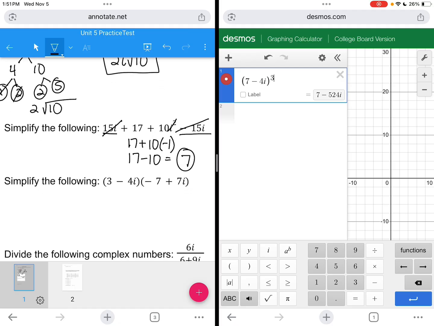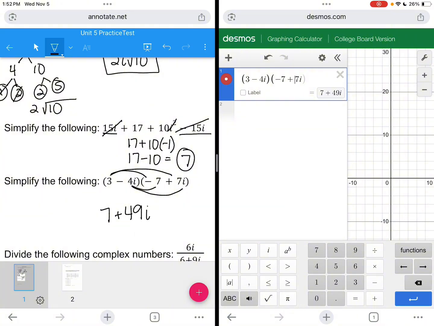For number 5, you could go ahead and distribute this. We can find our answer that way, or we can go ahead and type it into Desmos. So let's try that. So 3 minus 4i, and then negative 7 minus 7i, and that will give us, let me double check this. Oh, plus 7i, I typed that wrong. And that is going to go ahead and give us 7 plus 49i.